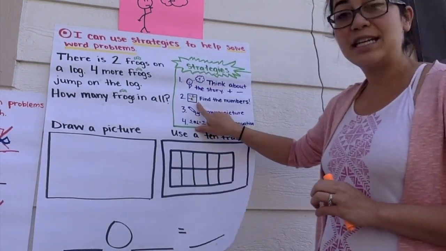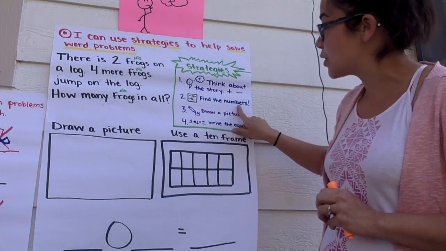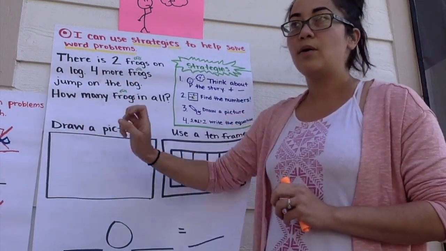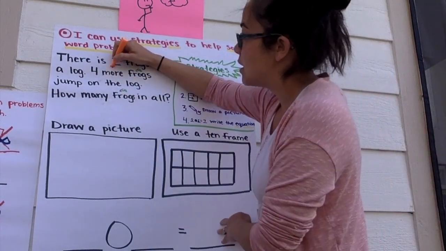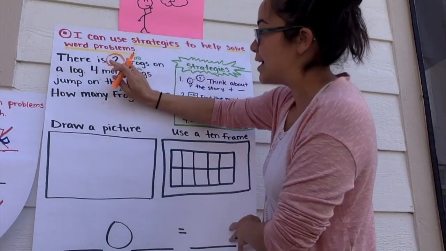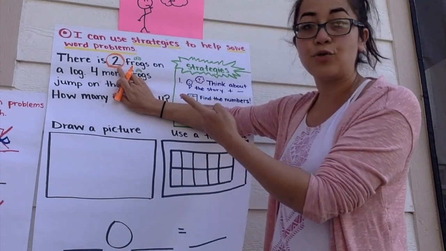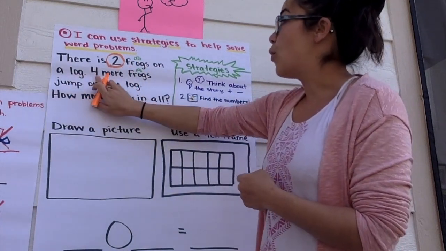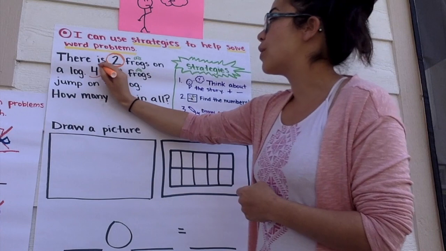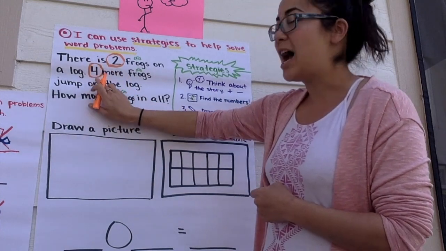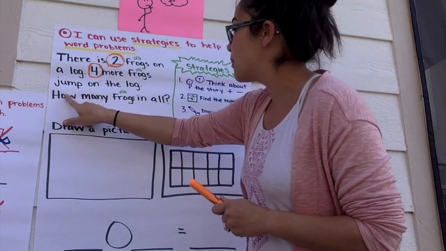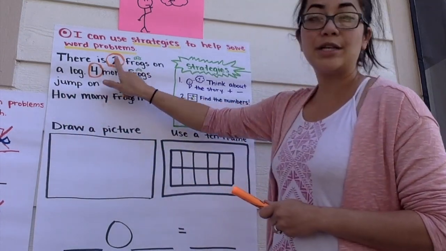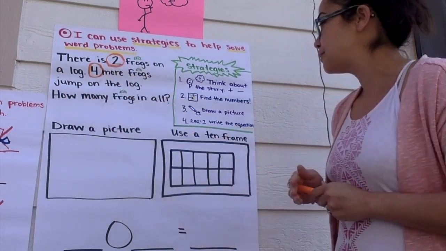All right, the next thing I need to do is find the numbers in my story problem. Well, I remember it said there were 2 frogs on a log. So I'm going to circle that 2 so that I remember there were 2 frogs on the log. Oh, 4 more frogs jumped on the log. I'm going to circle 4 because 4 more came on the log. Any other numbers? Nope. So my 2 numbers are 2 and 4.